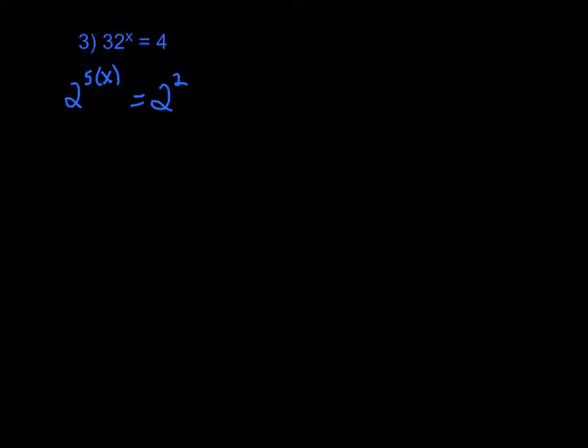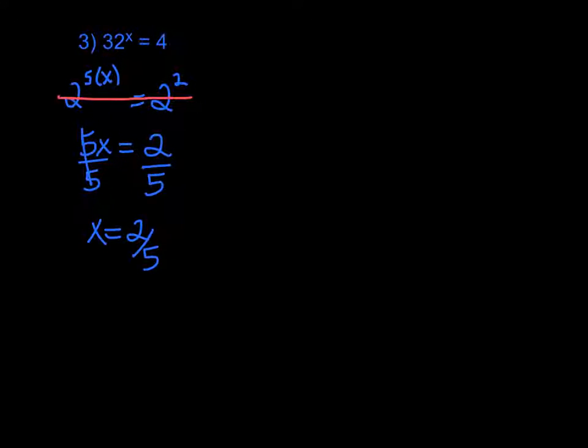Now we're going to do step 2, which is cross off the bases. Step 3 says solve the equation with the remaining exponents. So in other words, well, we know that 5 times x is just 5x equals 2. We set those exponents equal to each other, and we just solve algebraically. And we will get x equals 2/5. And there's your answer. All right.